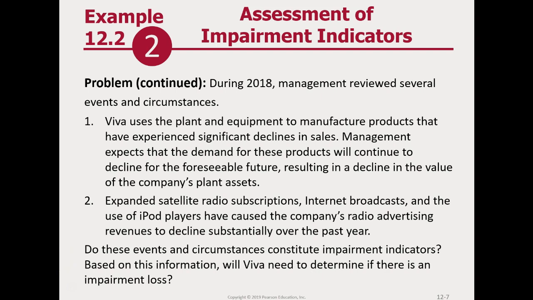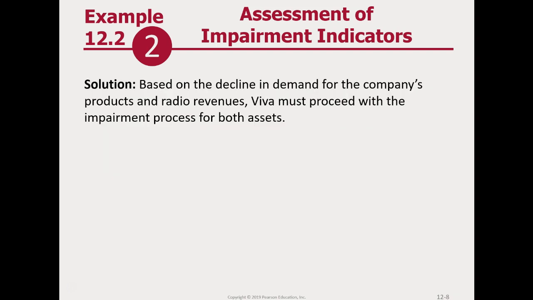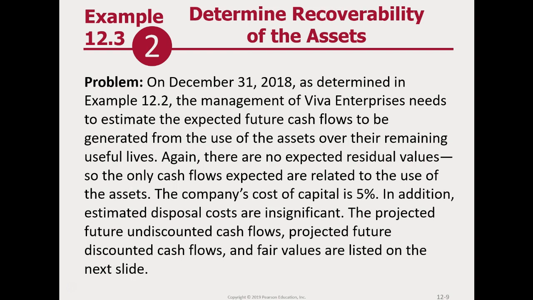When it comes to the license, it turns out that expanded satellite radio subscriptions, internet broadcasts, and the use of iPods has caused the company's radio advertising revenues to decline substantially. And the question is, do these constitute impairment indicators? Based on this information, will they need to determine a loss? Yes. Okay, so for our category, we've gone through the asset grouping, and we've gone to the second step where we test, we look at impairment indicators, and we have impairment indicators present for two groups of assets. So let's go forward from here.